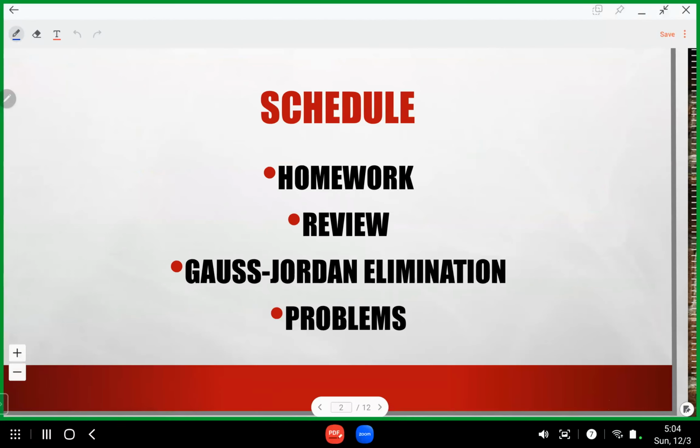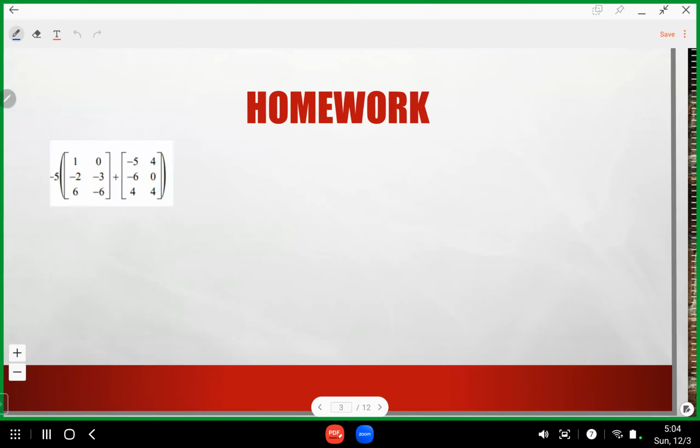We're going to briefly review the hardest part of last lesson, which was basically the matrix multiplication. And then I am going to teach you about the Gauss-Jordan elimination, which is a very useful technique that we can use to solve systems with matrices. So let's just get started with our first homework problem.